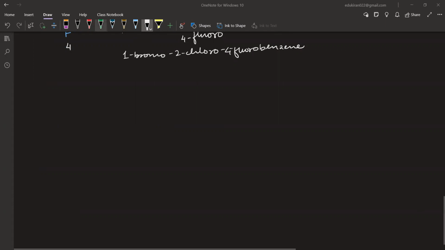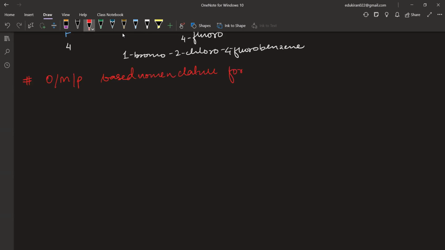Okay. So now we have to do a nomenclature on the basis of OMP. Please write OMP, these are all small letters, based nomenclature for di-substituted benzenes.